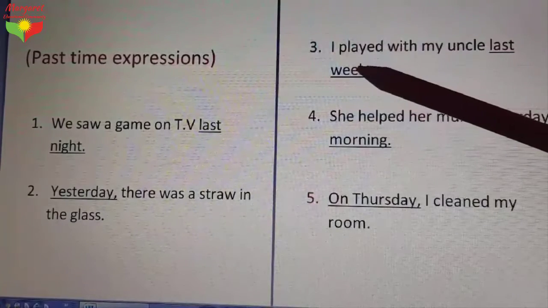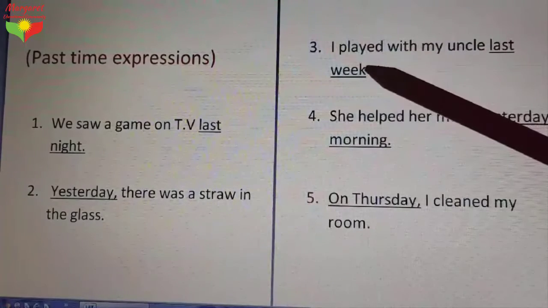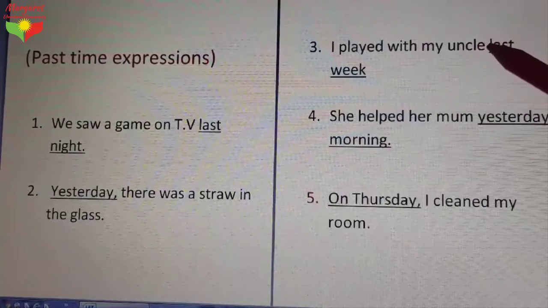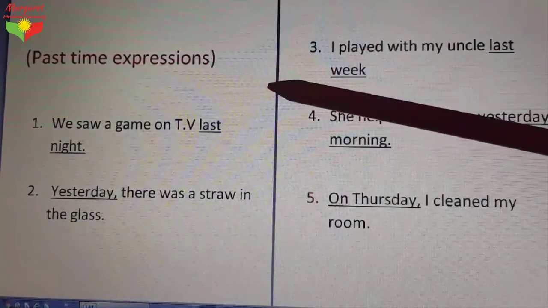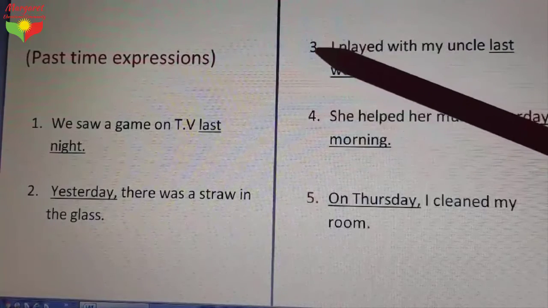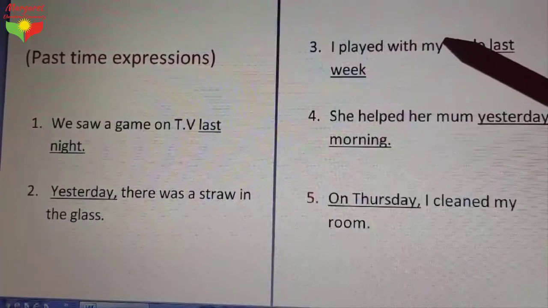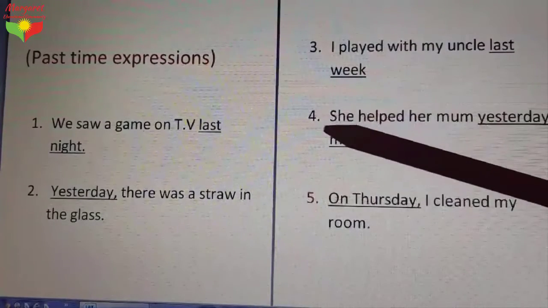Okay, last week. So last week, it's the time expression, right? And because we put it at the end, we didn't put a comma. But if you want to add it at the beginning, at this time you have to say, last week, comma, I played with my uncle. So, is it clear? Now, number 4.